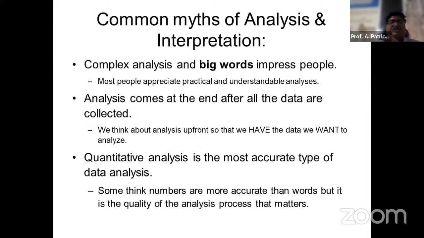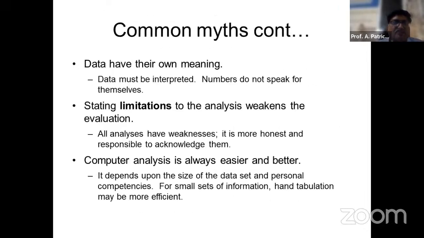And there are some myths which are related with analysis and interpretation. Sometimes people use complex words to confuse, and I think that is not what you do actually. And analysis comes at the end of data. That is wrong. You'll have to think about the tools of analysis before you even collect the data. Quantitative analysis is most accurate. This is also wrong. I don't say wrong, but it is a myth. You can do qualitative analysis. If that is not there, your social sciences wouldn't have existed, right?